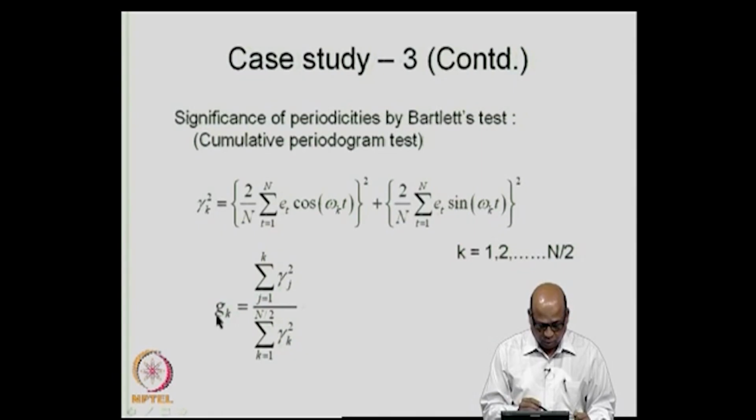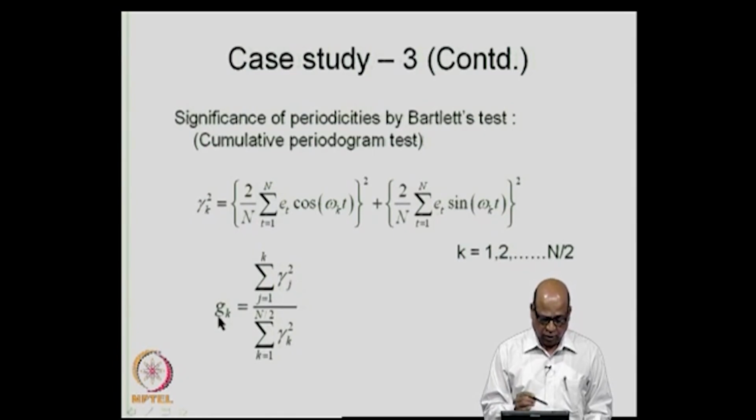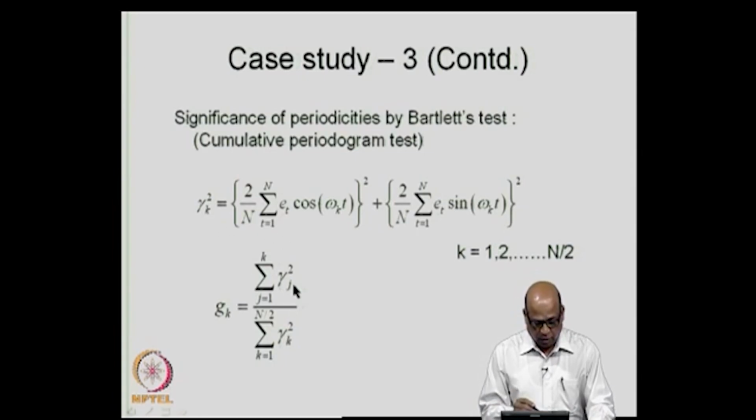Then we calculate the cumulative periodogram G k, by considering the summation of gamma j square, j is equal to 1 to k, let us say k is equal to 2, this goes from 1 to 2, divided by the summation of gamma k square, k is equal to 1 to n by 2, the whole range. So, this is normalized gamma j square. So, G k is what we require for constructing the periodogram. The plot of G k versus k is called the cumulative periodogram.